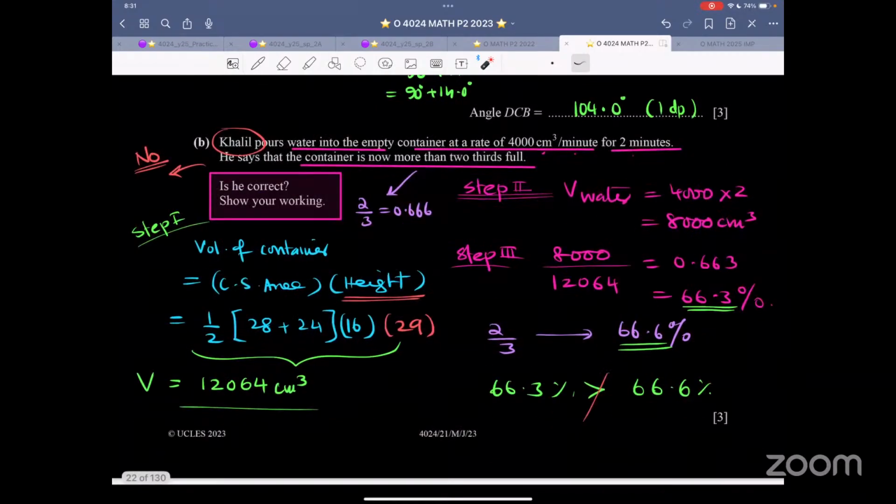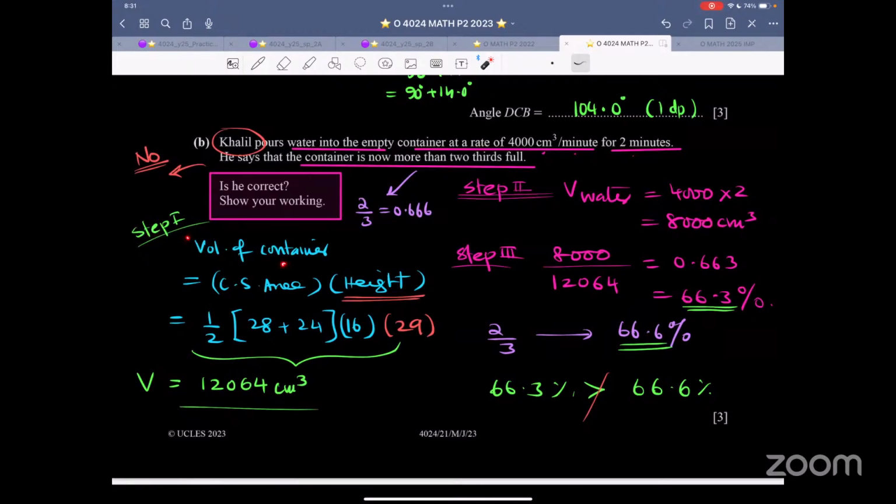Now let's look at this thing. Khalil pours water into the empty container at a rate of 4,000 centimeter cube per minute for 2 minutes. He says that the container is now more than 2/3 full. Is he correct? Show your working. So 2/3 means this decimal also. If you want to work in decimals, then use at least 4 SF.